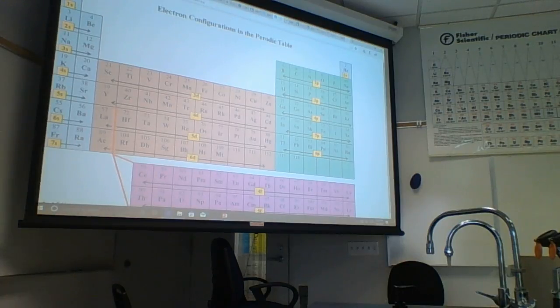Roughly, so the more shells, the bigger. The fewer shells, the smaller. Okay, now there's one other thing that impacts the size, and that is Z. So here, if we go up or down, it's the number of shells. If we go left or right, Z is the most important.